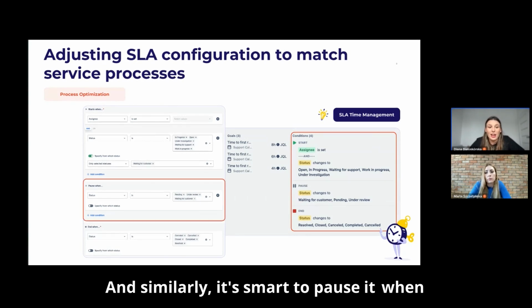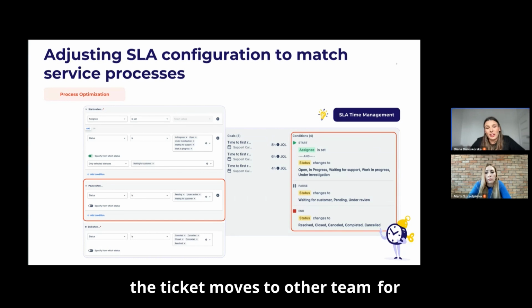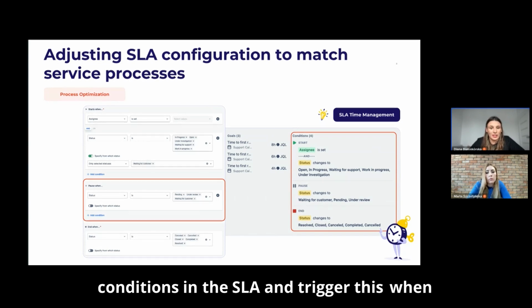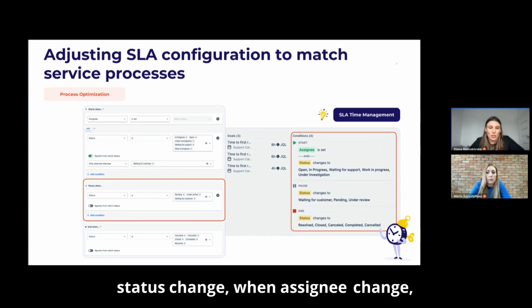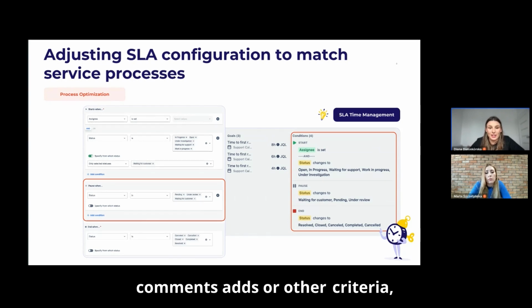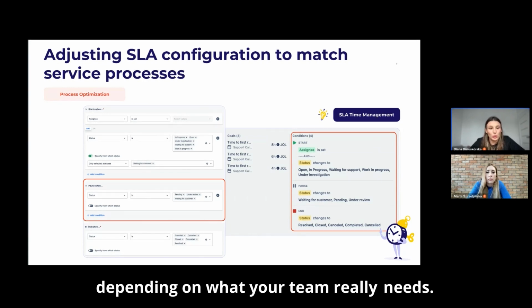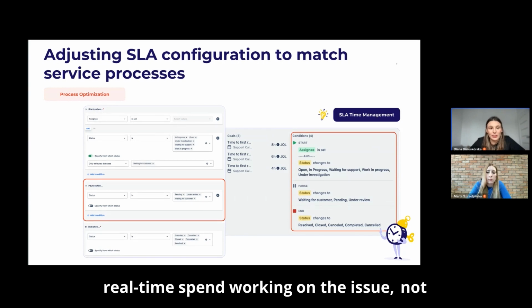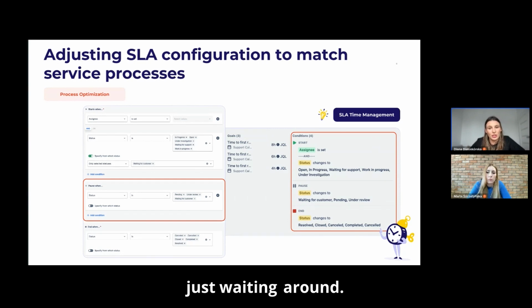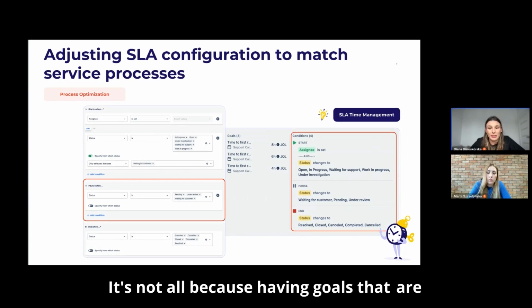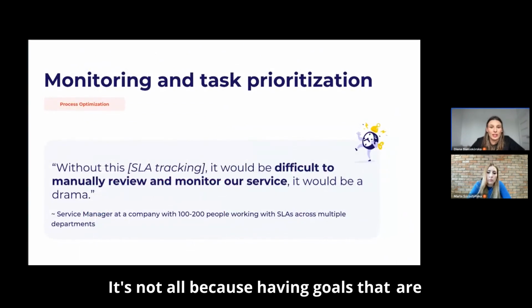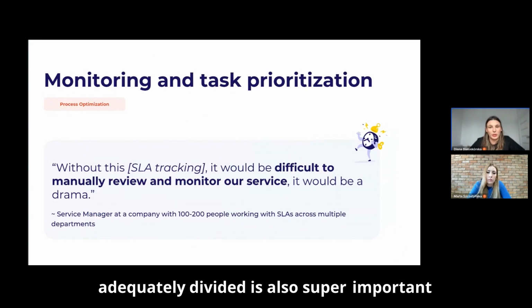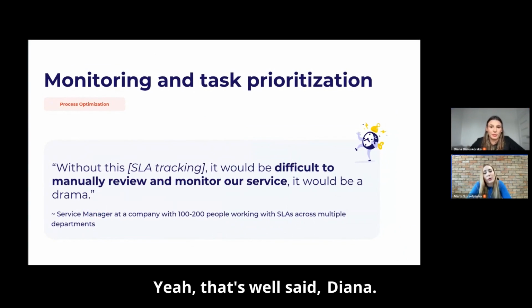Similarly, it's smart to pause it when the ticket moves to another team for investigation or review, and you can get creative with those conditions in the SLA. Trigger this when status changes, when the assignee changes, when comments are added, or by other criteria, depending on what your team really needs. That way, the SLA truly reflects the real time spent working on the issue, not just waiting around. But you are right, Marta. It's not all, because having adequately divided goals is also super important. Yeah, that's well said, Diana.